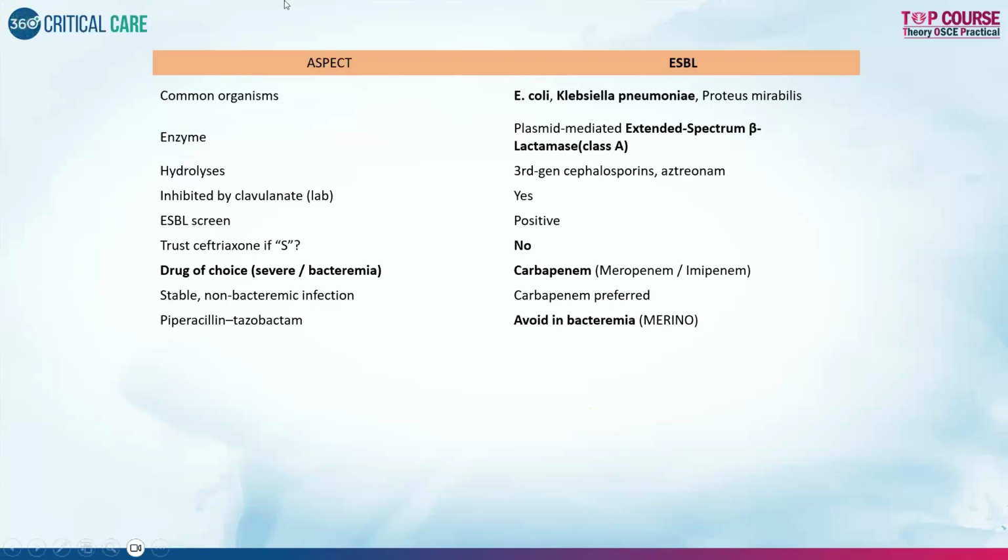Carbapenems are better than BLBLI in MERINO trial. So in MERINO trial, where was this looked into? Which was the source?